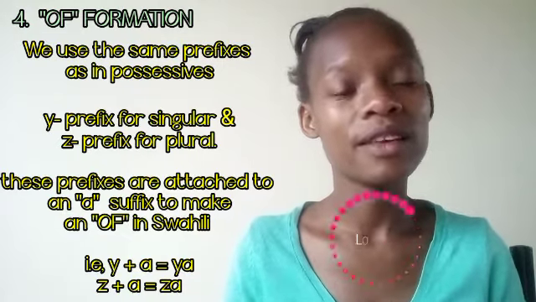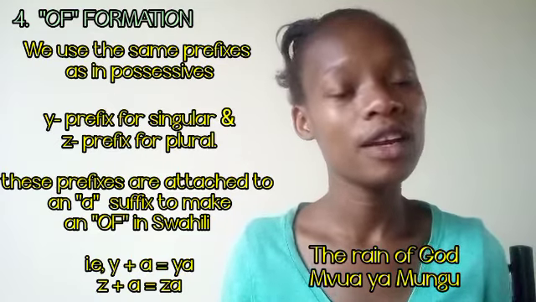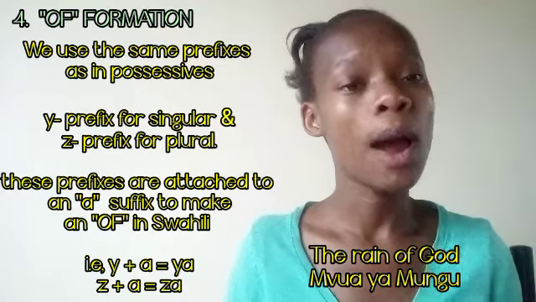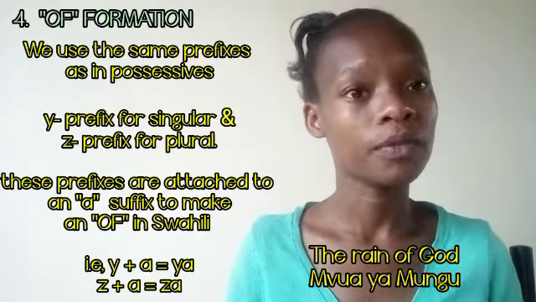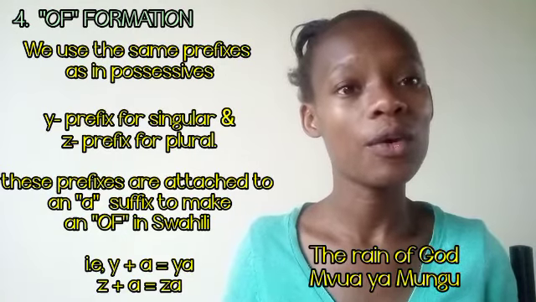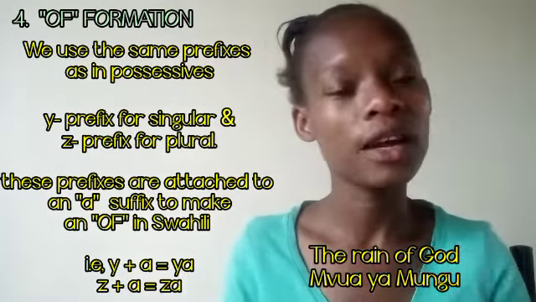So let's form an example. The reign of God, or God's reign. What is God in Swahili? It is Mungu. You can check more about that with relationship nouns and the our noun class with this video. This link here, you can go and check.